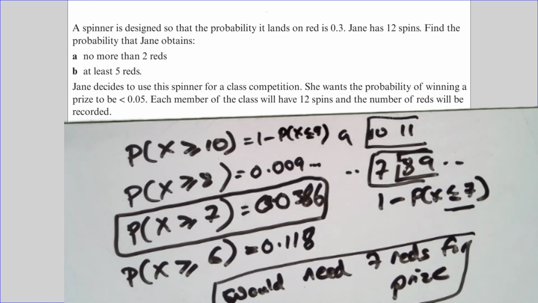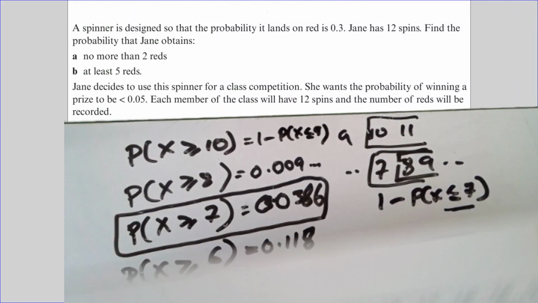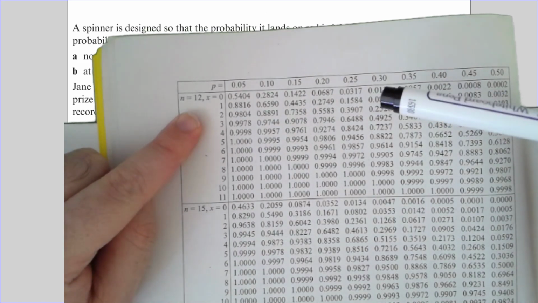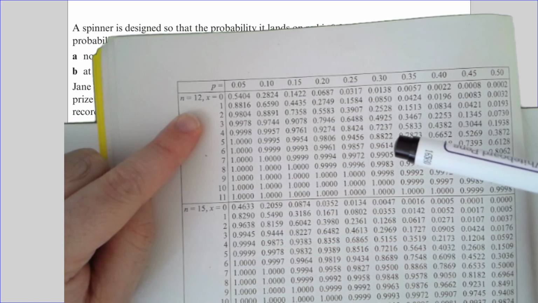This one is actually possibly slightly easier if you use the tables, because you can look through the tables and try and find where your 5% is. So if I go for the tables, we need to find n is 12, which is actually on the next page. So n is 12. We've got a probability here of 0.3, and we can start looking through here to see if we can find our 5%. So it's going to be here, 0.95.